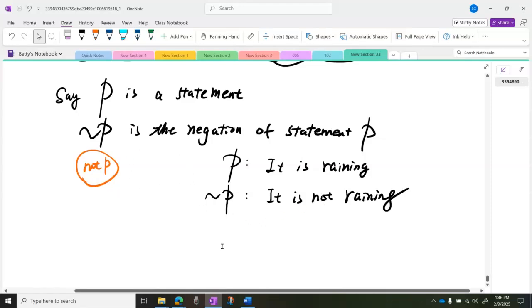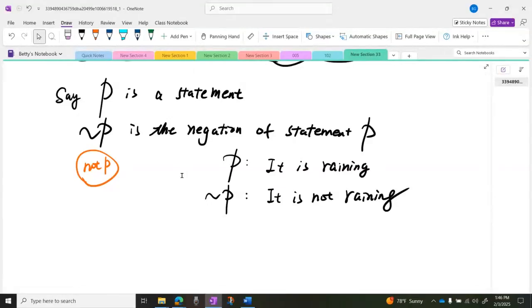Knowing negation is a mutual relationship. If not P is the negation of P, then P is also the negation of not P. In other words, P and not P are negations of each other.